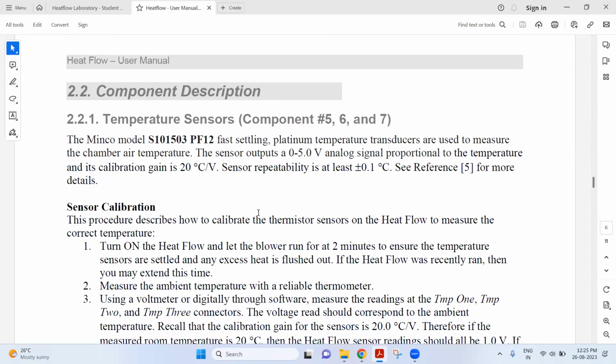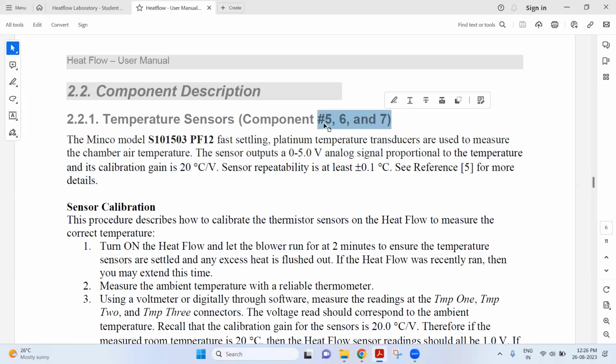Now here they are exactly telling which type of sensors is used in this setup. You can see they have used a platinum sensor transducer. They are using platinum temperature transducers to measure the temperature, and the sensor's output is 0 to 5 volts. They're talking about the capacity of the sensor, and the sensor repeatability, which means if you switch it off and on repeatedly, it will have an error of plus or minus 0.1 degree Celsius. So this is all about the technical details of the specific sensor they have used.